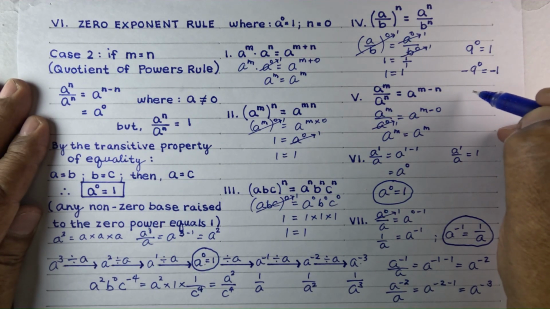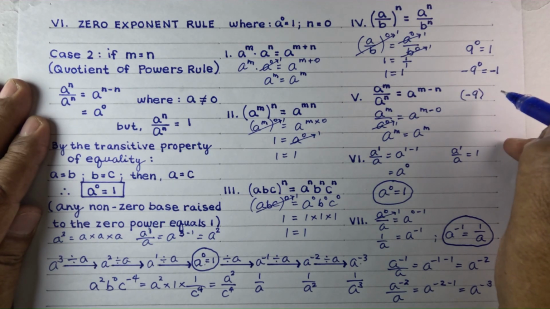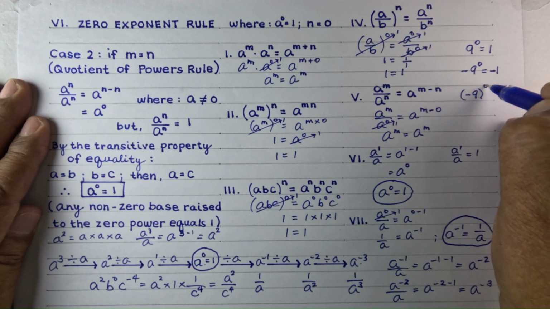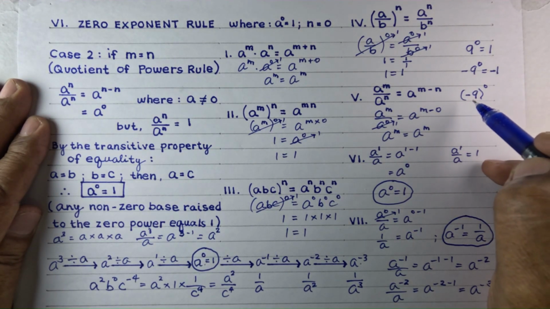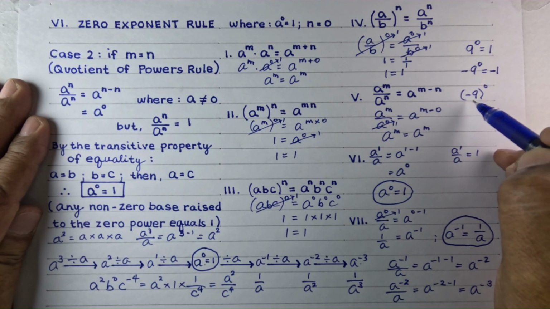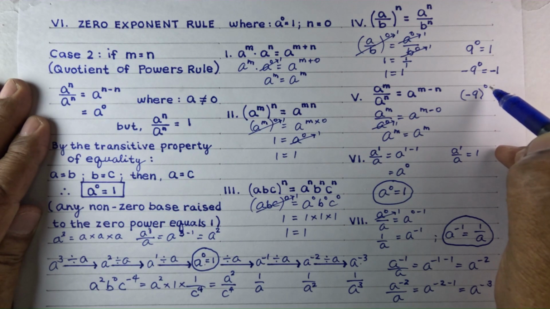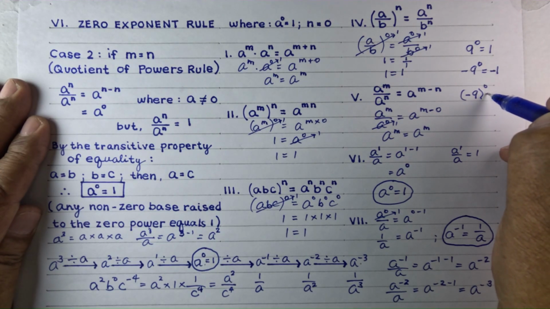Now how about minus 9 enclosed in a parenthesis raised to the 0 power? So everything inside the parenthesis is the base. Since this base is non-zero raised to the 0 power, that's simply equal to 1.